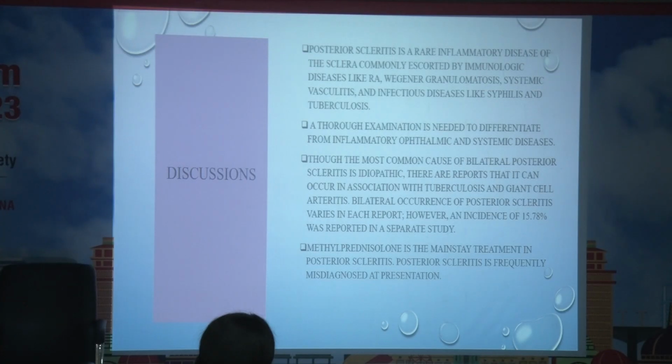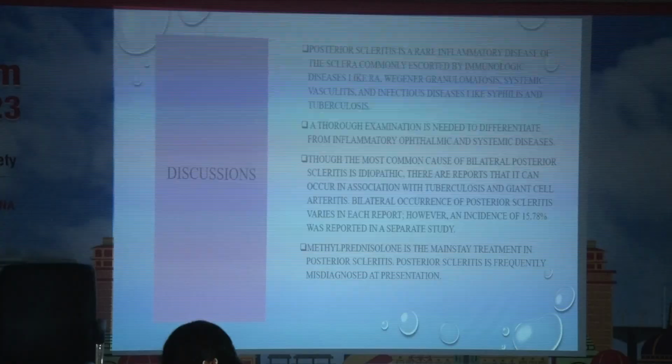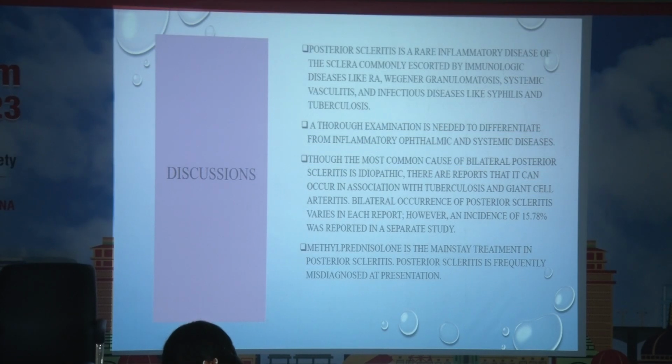Therefore, we can conclude that this is a rare inflammatory disease of the sclera, which is most often associated with immunological diseases like RA, Wegener's granulomatosis, etc. But bilateral posterior scleritis is most often idiopathic in nature, although there are some studies which associate it with diseases like tuberculosis. A thorough examination is needed in a posterior scleritis patient because it is often misdiagnosed as other diseases, and if treatment is started early, the visual outcome is quite excellent.